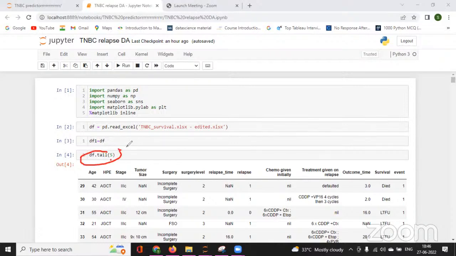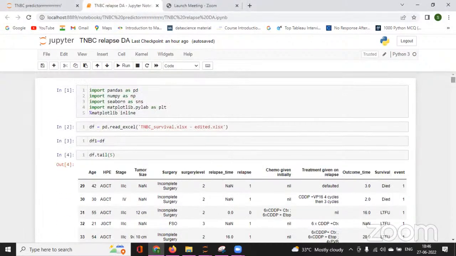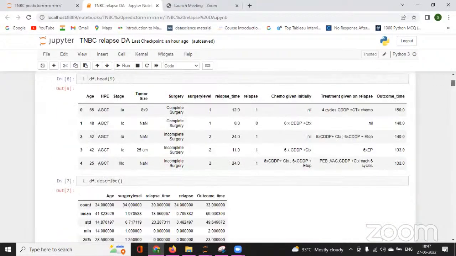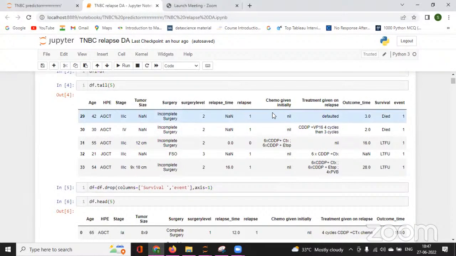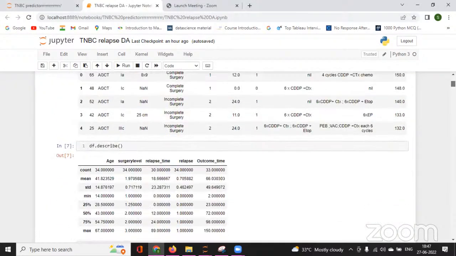Whenever you use tail with 5, the last five data points will be returned. So here I'm dropping the survival and event columns because these are pretty much the same as relapse. So I'm not considering those, and I'm simply dropping survival and event.